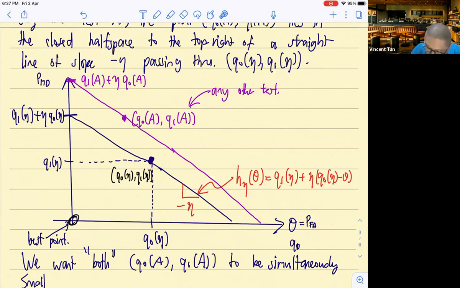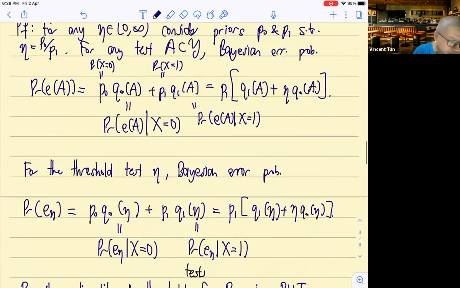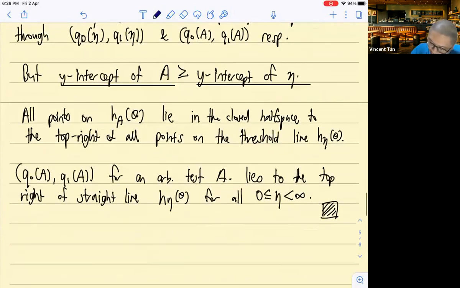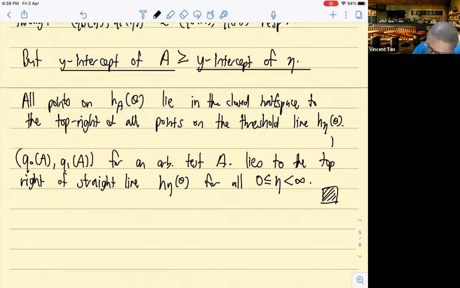Now I'm moving my probability of false alarm to maybe some other point here. Then we have some other operating point here for some other threshold test like this. So theta characterizes the probability of false alarm, which will then correspond to another threshold test like this, with a possibly different slope. Okay, thank you. So actually the proof ends here. This ends the proof.